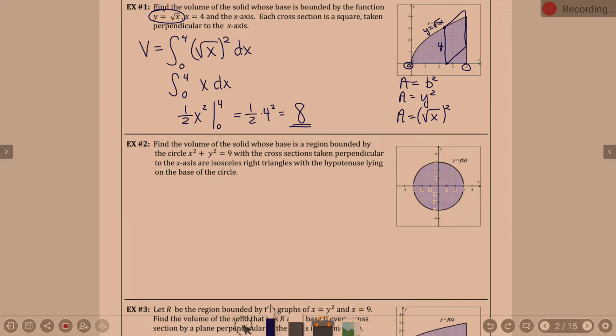Okay. This probably goes on the other end of the spectrum. I feel like this is an easier one. This is probably a little bit more difficult one.